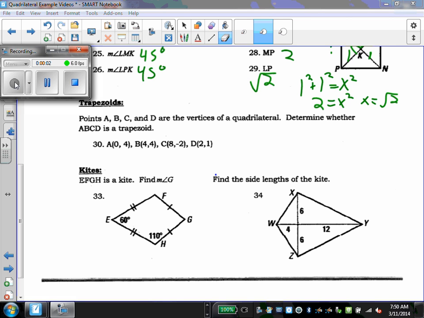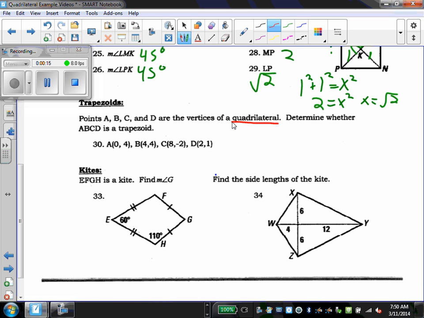All right, everybody, time for some trapezoid examples. So we're going to have this trapezoids and kites. We're going to have this trapezoid example where we have a quadrilateral, quadrilateral A, B, C, D, and we need to determine whether or not it is a trapezoid.